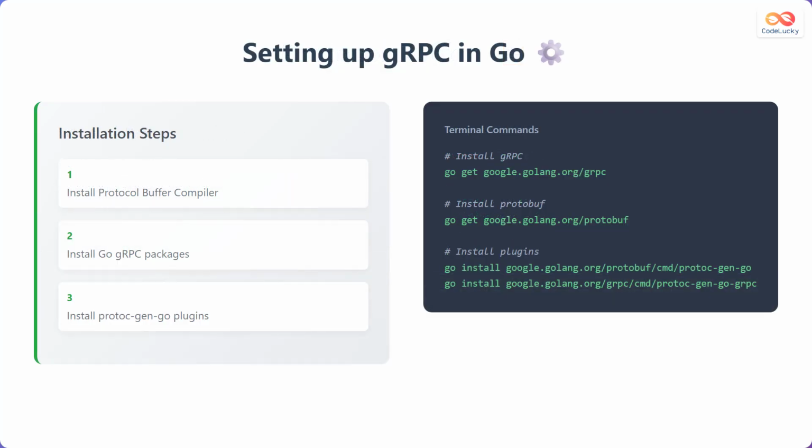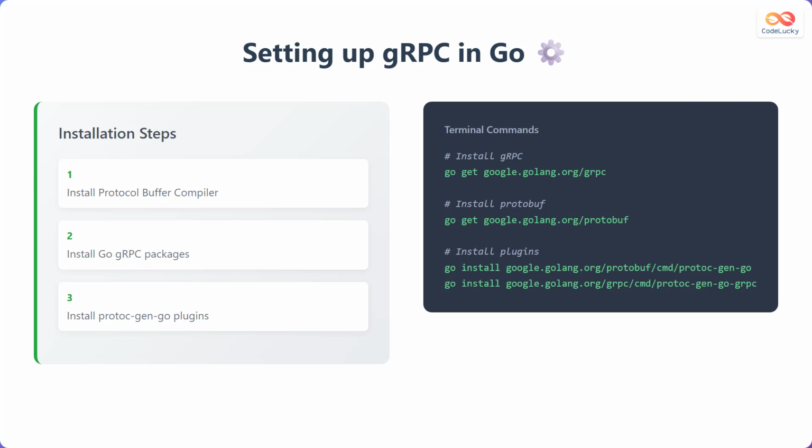Setting up gRPC in Go involves 3 essential steps. First, you need to install the protocol buffer compiler, which converts your proto files into Go code. Next, install the Go gRPC packages that provide the runtime libraries for building gRPC services. Finally, install the protoc generator plugins that specifically generate Go code from your proto definitions.